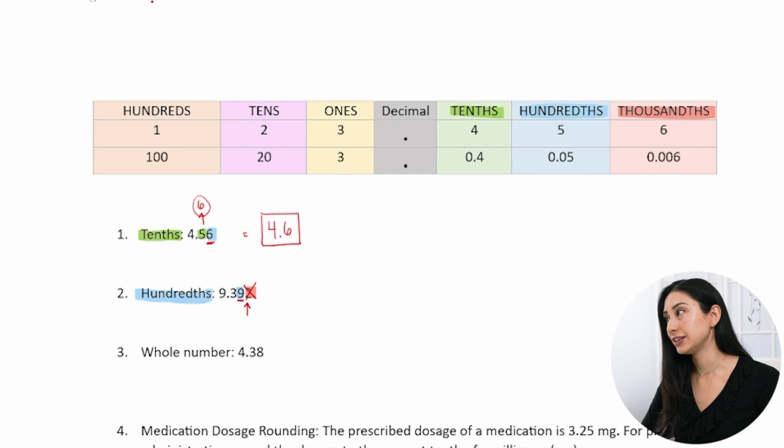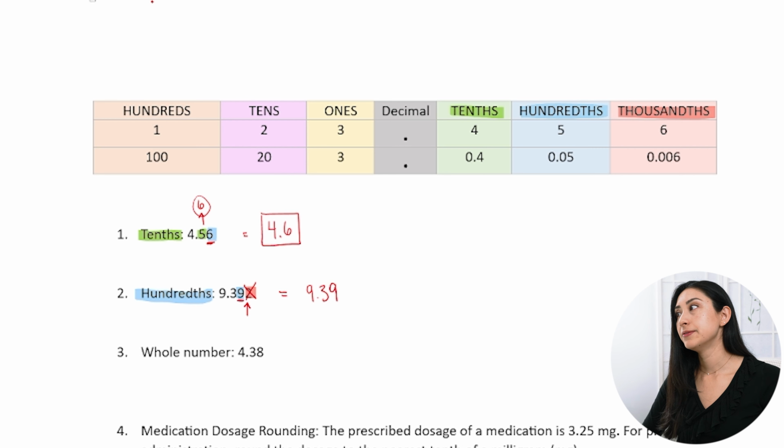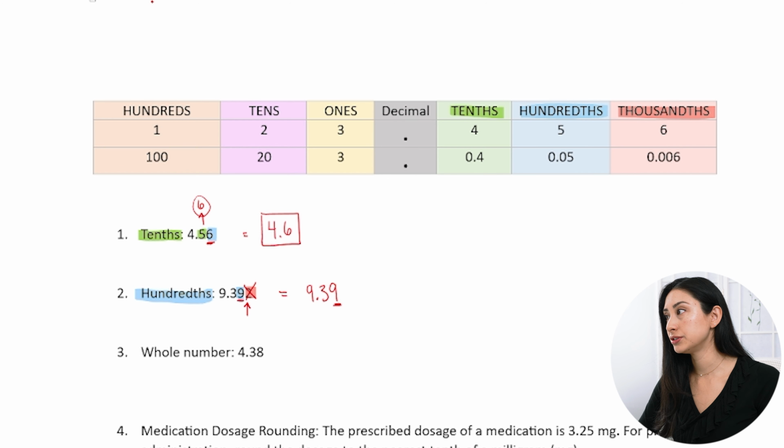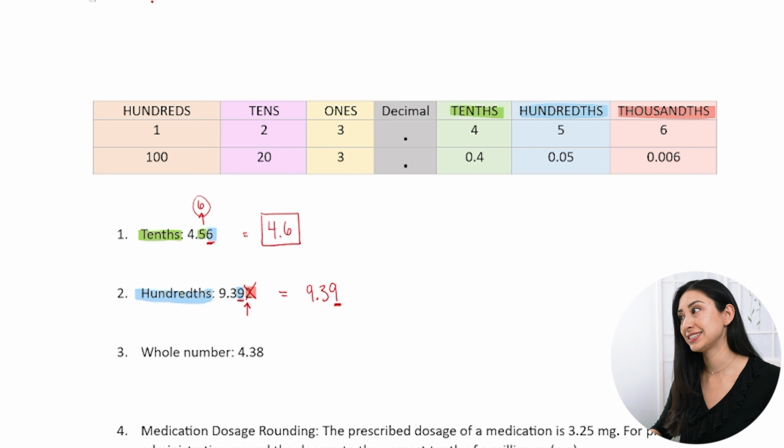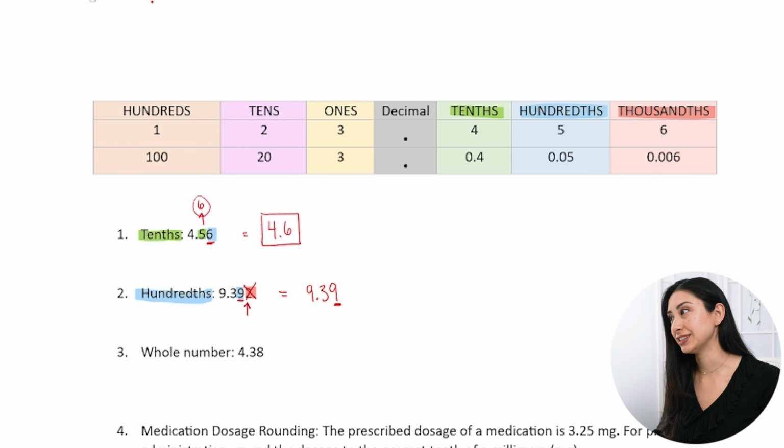So finally, for this answer, I would end up with 9.39. Remember, the last value I should see should be in the hundredths place because that is what I'm rounding to. So is it in the hundredths? Let me see. 1, 2 spaces to the right of the decimal point. 1, 2 spaces to the right of the decimal point. Yes. So I am in the hundredths place, and that's what I need. That's my final answer for this one.